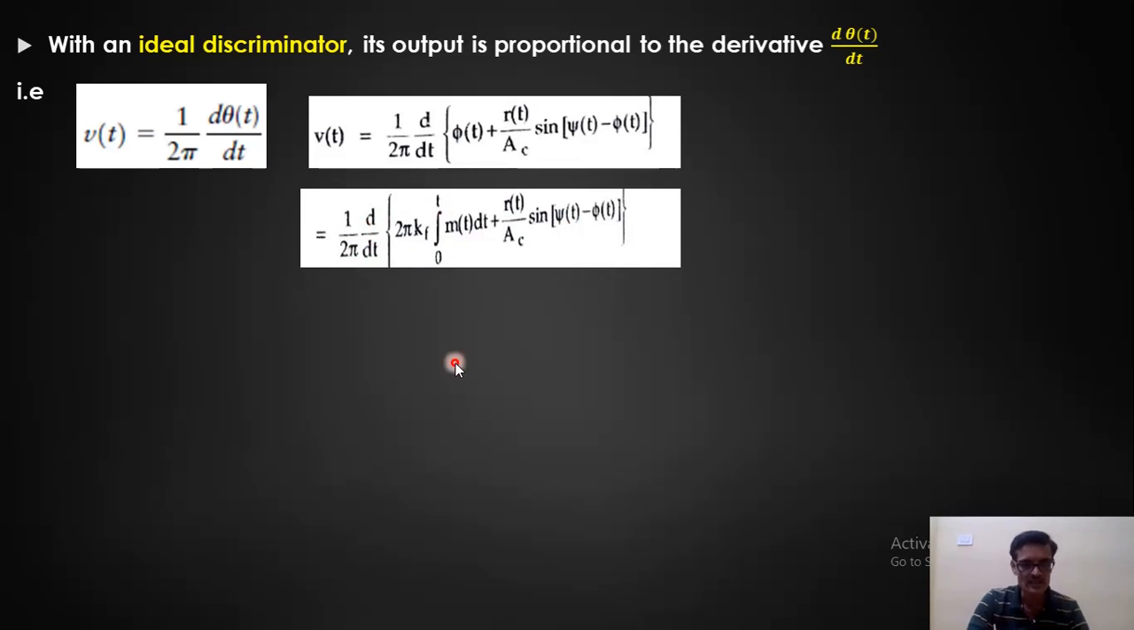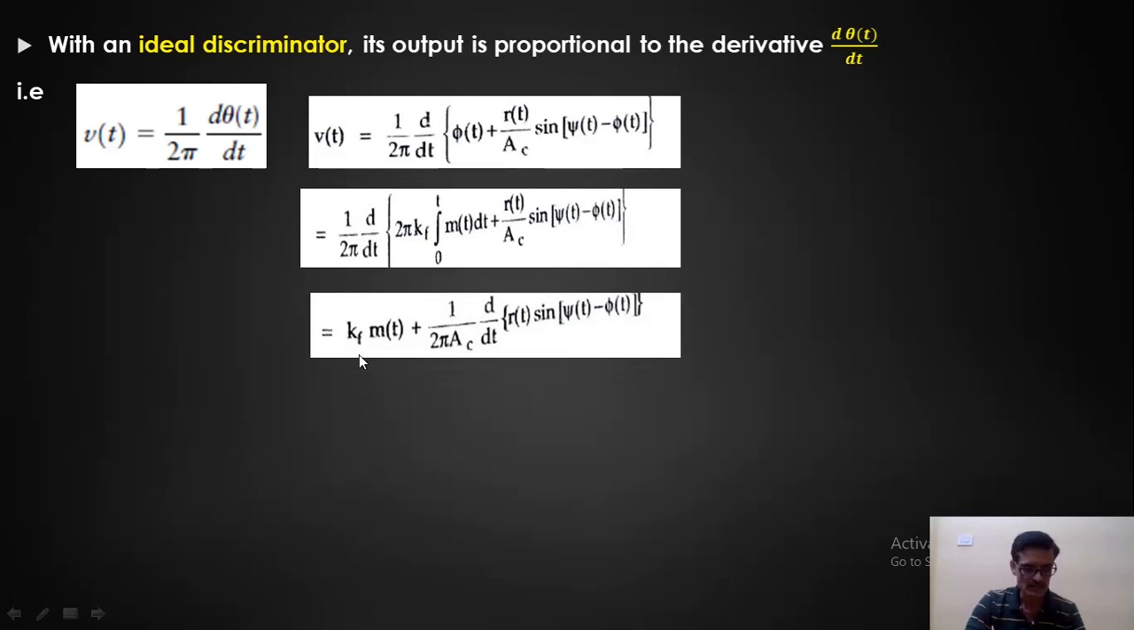So separately I can write it: differentiation of d by dt of 2 pi kf integral of m of t, plus d by dt of the second term, right? The differentiation and integration cancel over here, so I get an equation something like this. This 2 pi and this 2 pi cancel. I'm left with kf and m of t, because the integration and differentiation cancel, I'll get kf m of t from the first term.